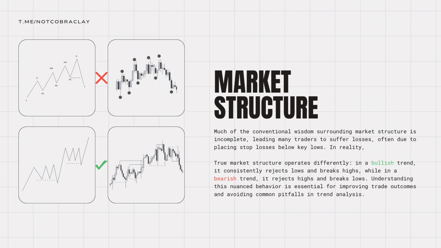The first, the fourth picture on the bottom left, is the perfect example, because you see here in the chart a swing low getting rejected where 99% of traders will have their stop loss, but then it continues pushing higher and then breaks the high. While in a bearish trend it rejects the highs and breaks the lows. Understanding this nuanced behavior is essential for improving trade outcomes and avoiding common pitfalls in trend analysis.